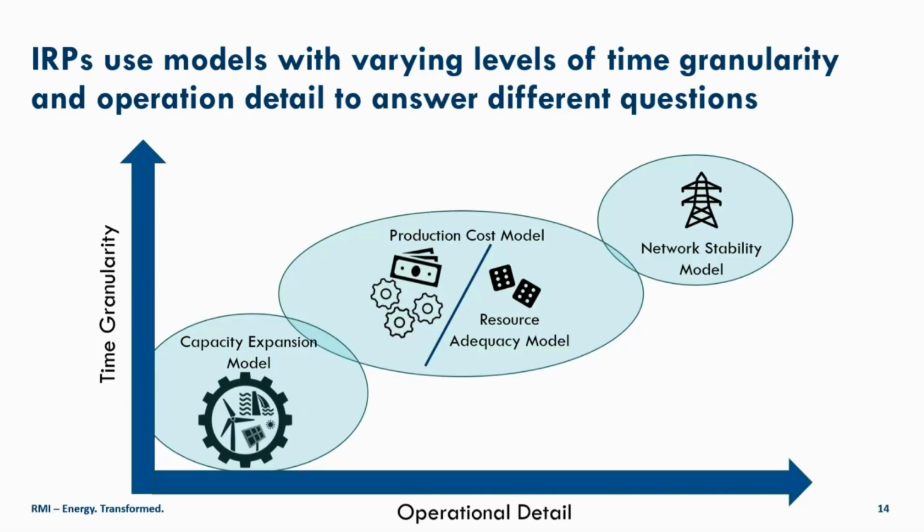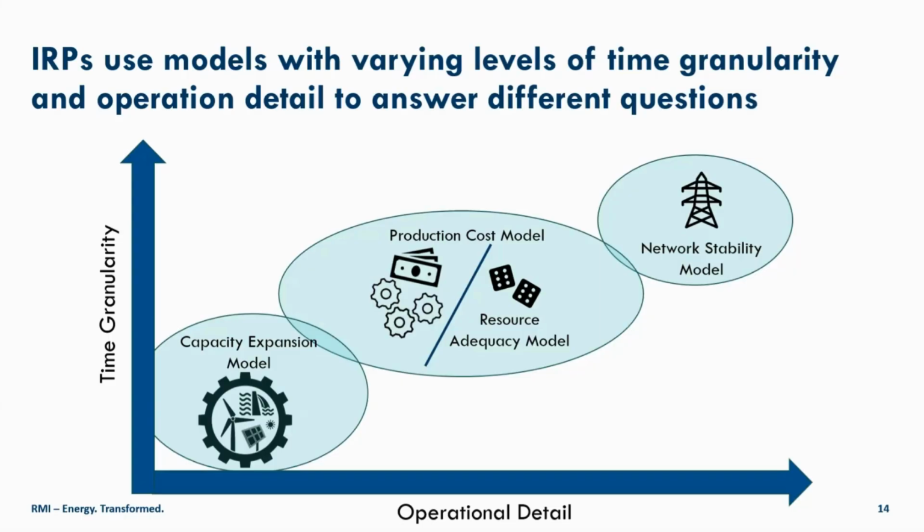And because of that, we make simplifications in the way that models represent time and the level of detail that represents operations in the grid. We're going to be talking about four models: capacity expansion models, production cost models, resource adequacy models, and network stability models. And as we go through these four, they are going to have more detailed levels of how they represent operations and a more granular representation of time. So moving from multiple hours to a single hour to sub-hourly.